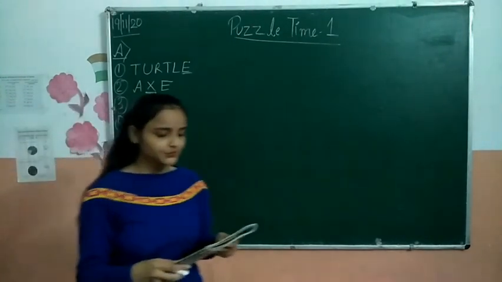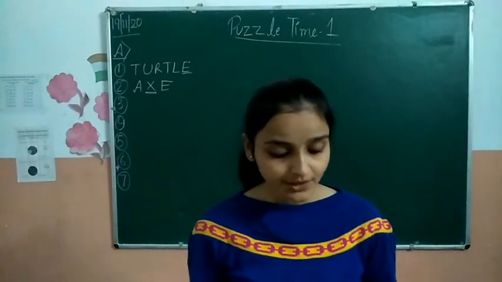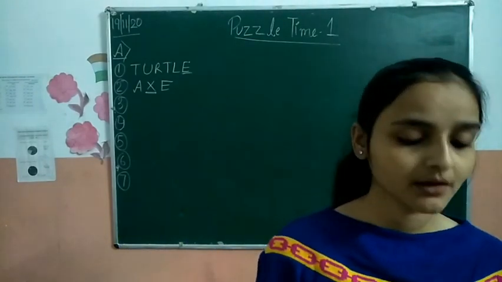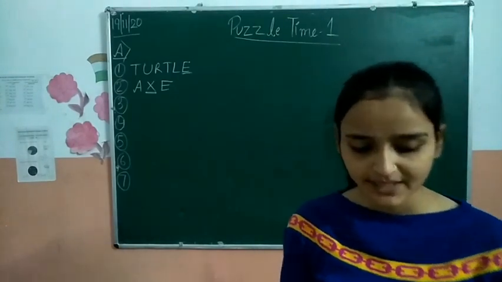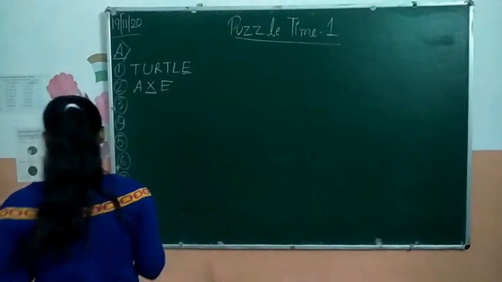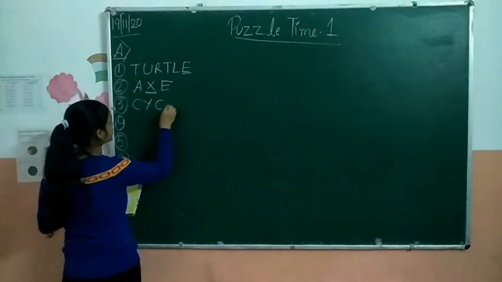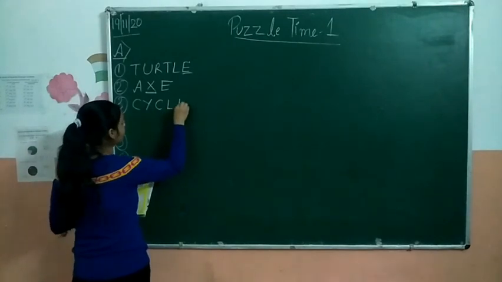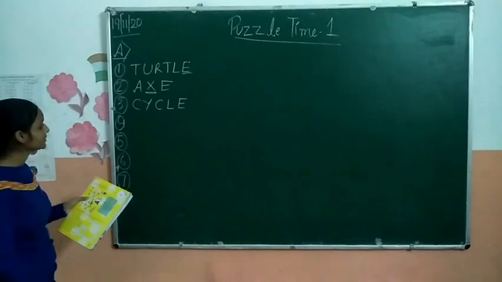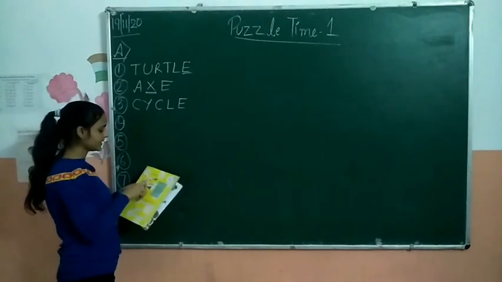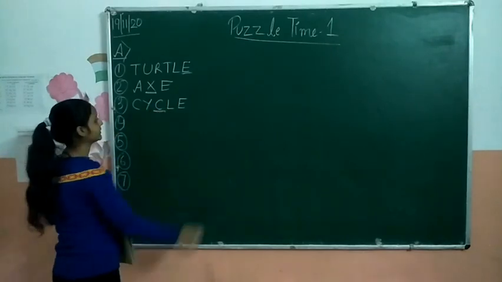Now come to the third shadow. What is this? This is called bicycle. Yes or no? So write down in the third one, cycle. C-Y-C-L-E. Cycle. So now look. C-Y-C. C again comes at the purple box. So I am going to underline it.